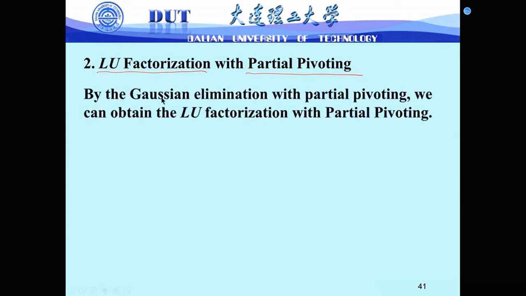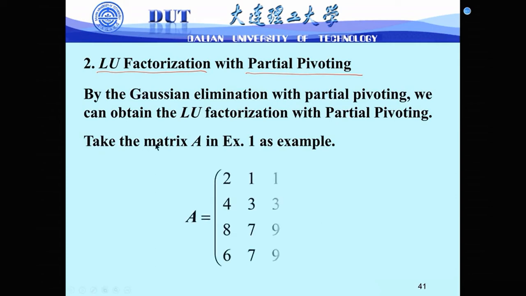Here, by Gaussian elimination with partial pivoting, we can obtain LU factorization with partial pivoting. We just show you an example so you can understand, right? Now we also choose the same matrix as in example 1, a 4x4 matrix: 2110, 4331, 8795, and 6798.